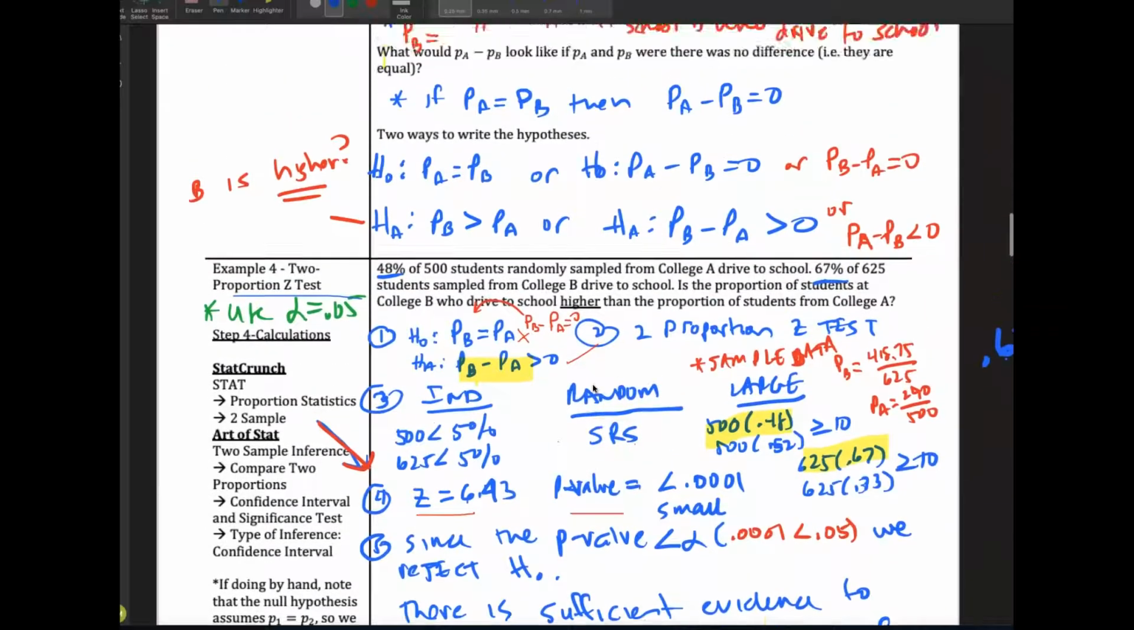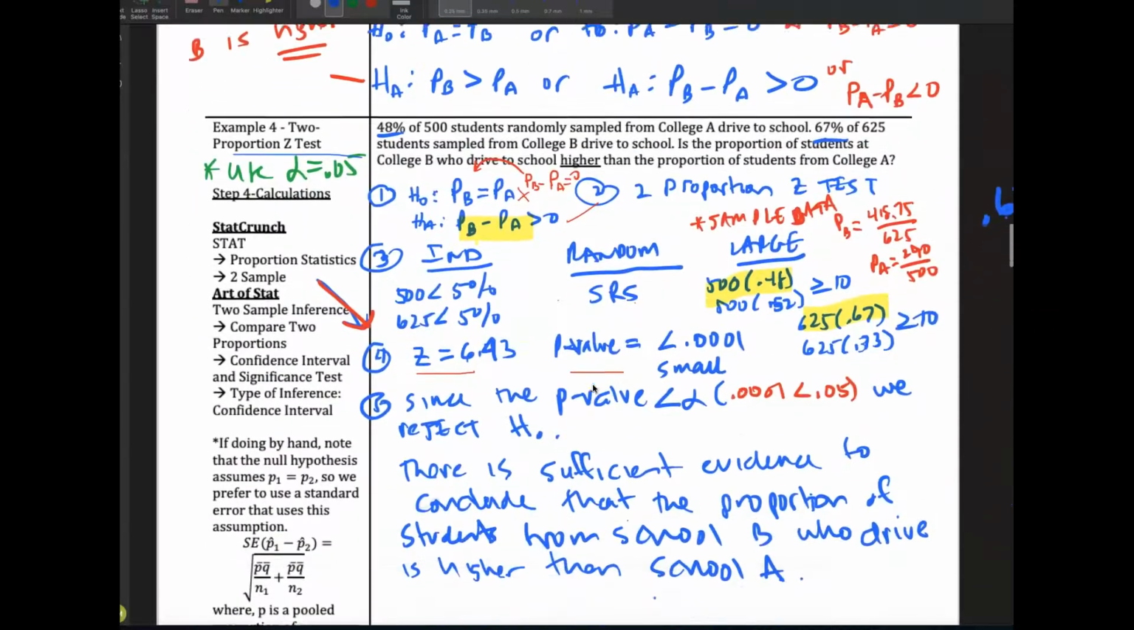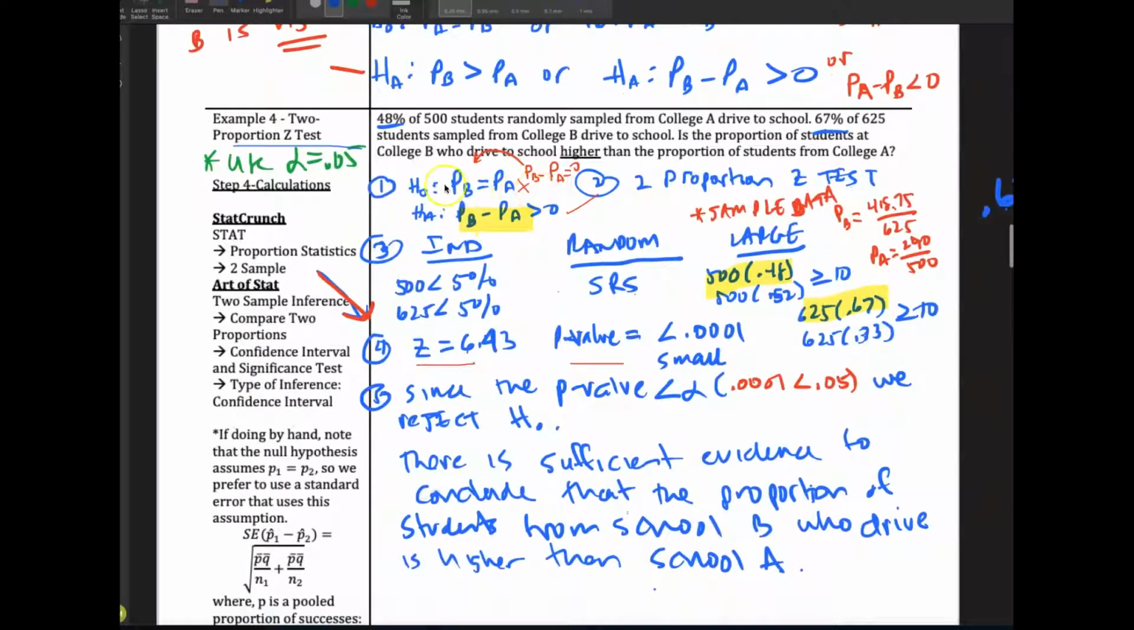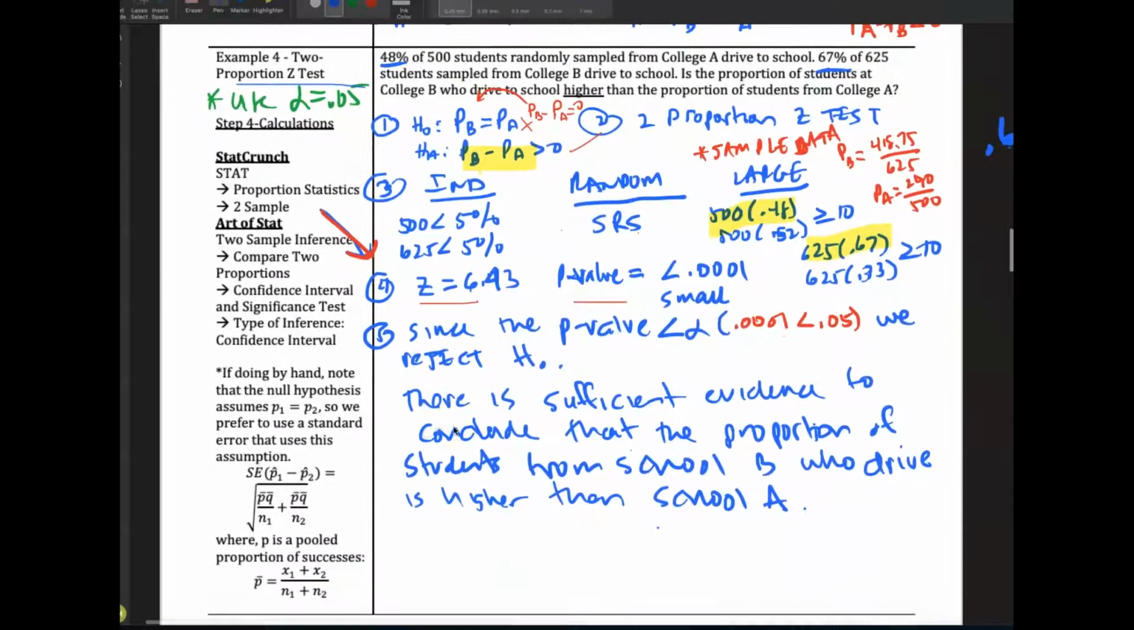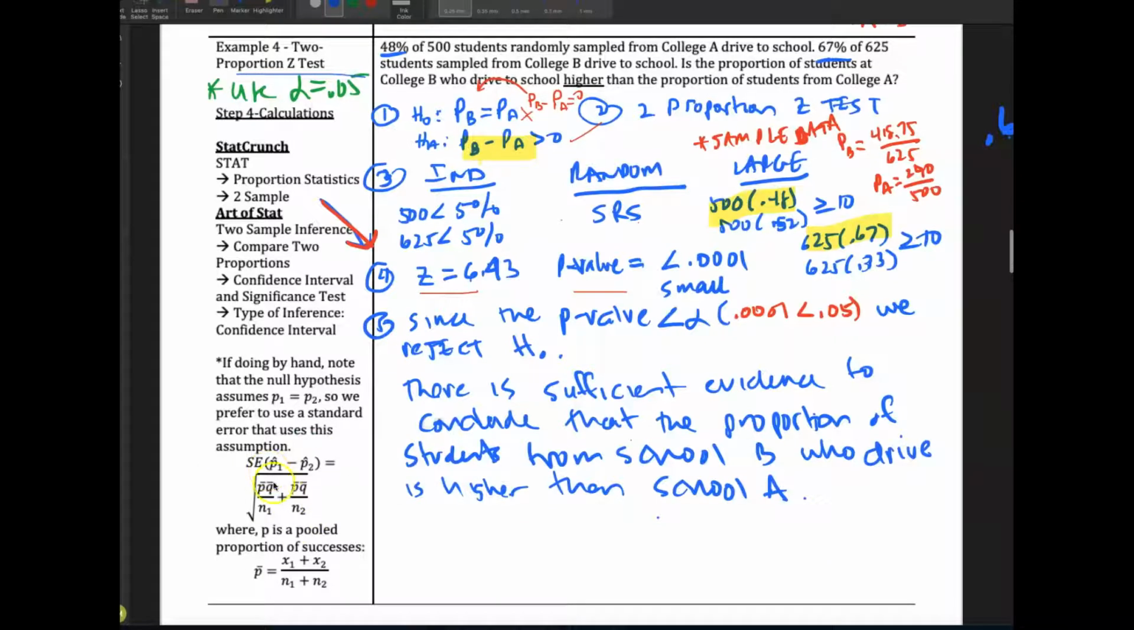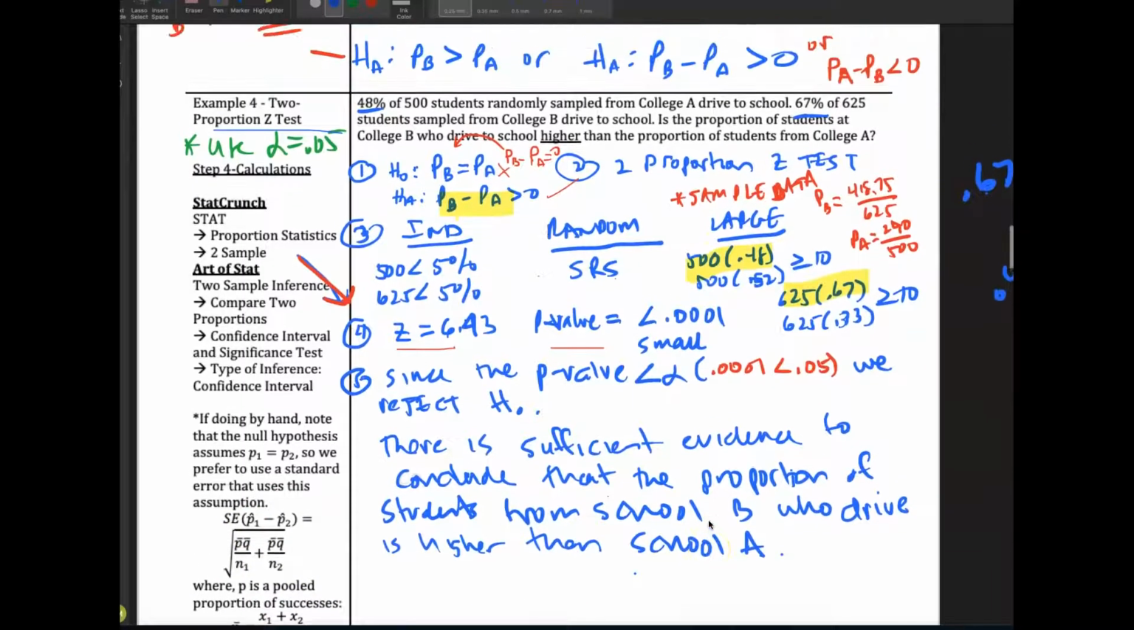Now, on example 4, so that's writing the hypothesis. Now we're going to take what we wrote, the null, that PB minus PA equals 0, or that PB equals PA, and then the alternative. It's not stated, but we use an alpha level of 0.05 if it's not stated here. Now we focus on technology because the hand calculations are really lengthy, tedious, and easy to make errors. So that's what we focus on.